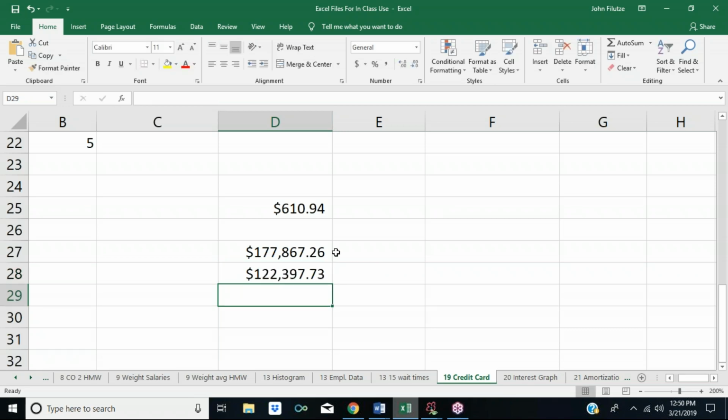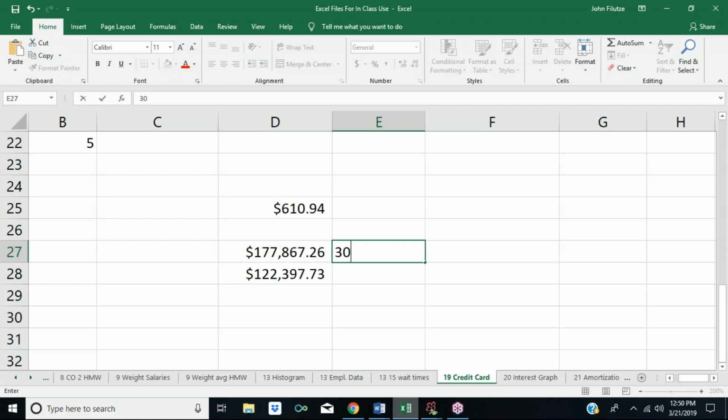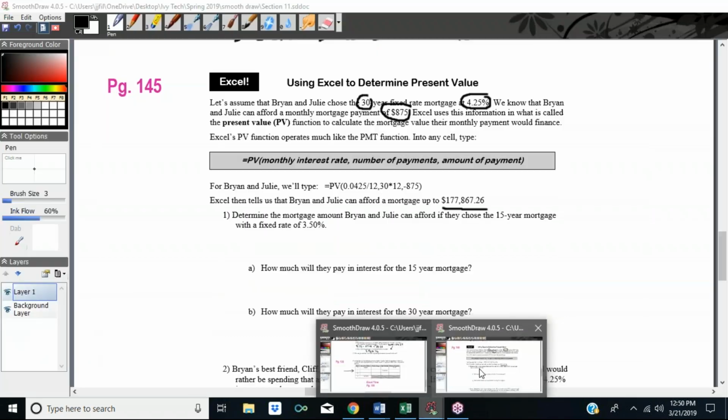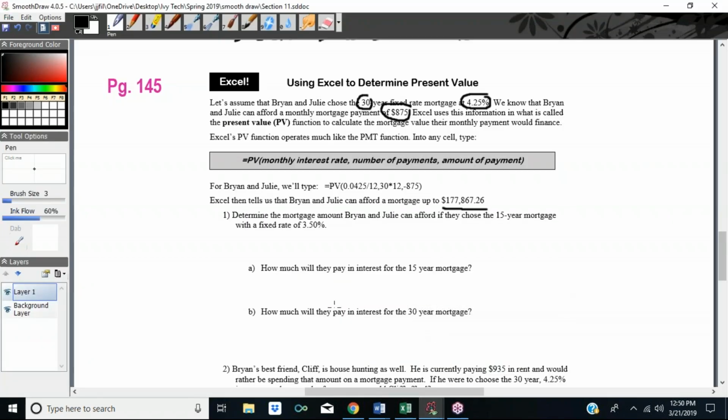So they could borrow, so this was the 30-year, and this one is the 15-year, even with a lower interest rate. And then it says how much will they pay in interest. So I have to put this number in here. So let's see. 122,397.73 was how much they could do it on a 15-year.